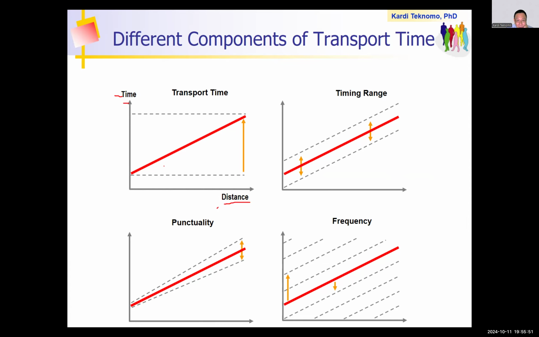Suppose this is the transport time. Then you will see a certain range in the time. And if the range has different values, then that range represents certain punctuality. And if you put the time and space diagram like this, and there is a certain transport time in linear like this, then you will see how frequent it happens.